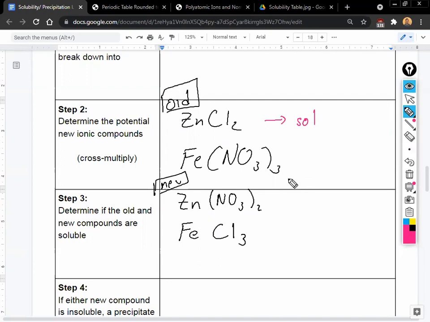Okay, so what I want you guys to do now is go through the other three compounds, this one, and this one, and write down if it's soluble or insoluble. Same thing we just did. Go to the table, use the cation and anion, and figure out if it's soluble or insoluble. I'll give you guys about 45 seconds to do that, and then after that, we'll go to step 4, which is the last step of this problem.